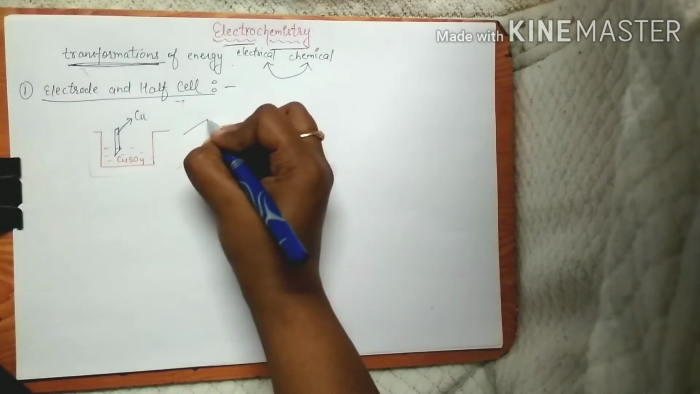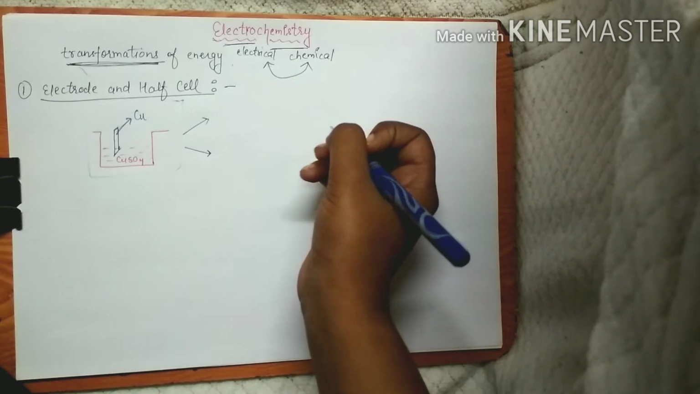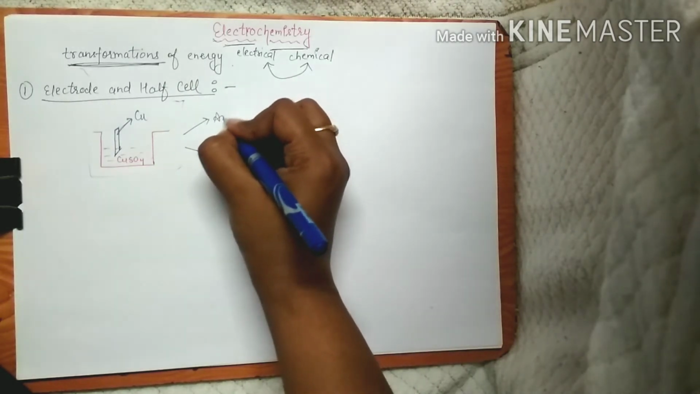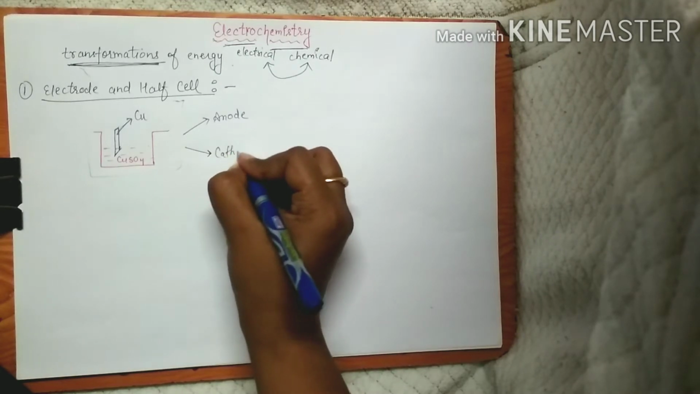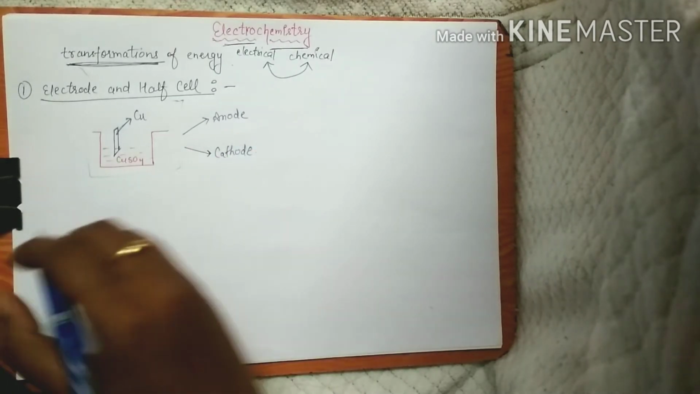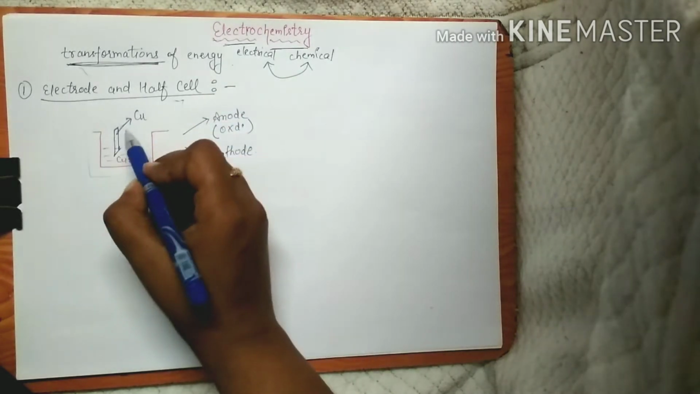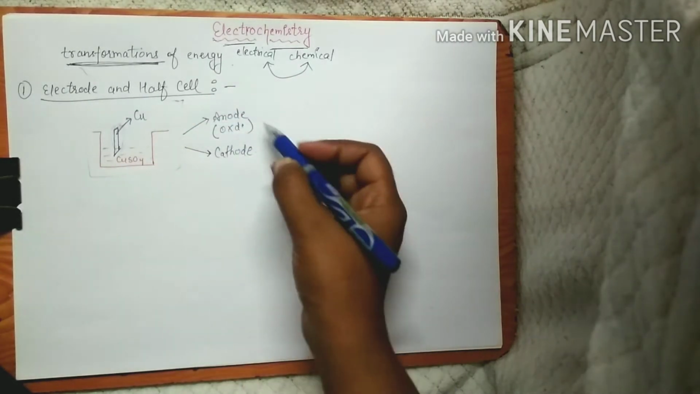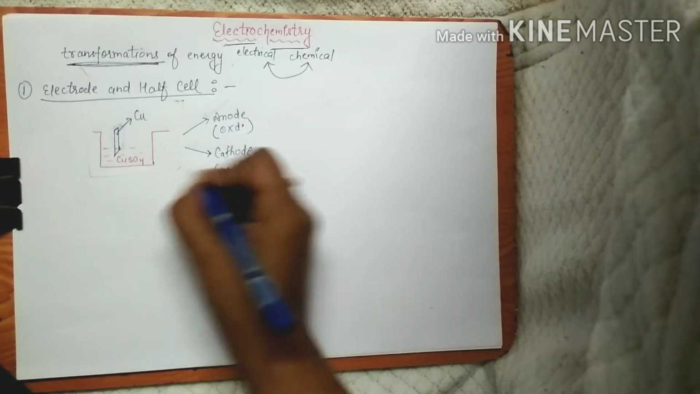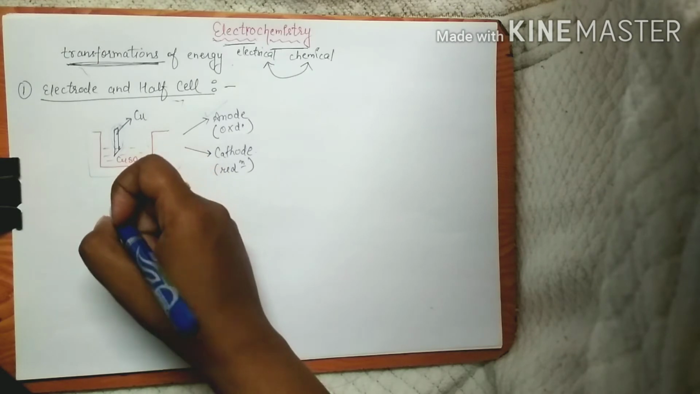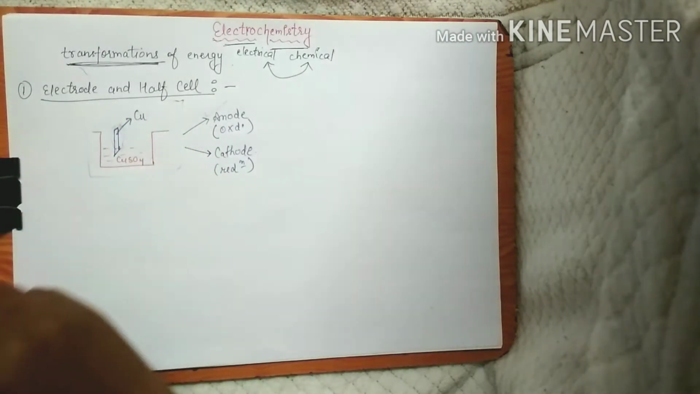Now this half cell can behave in two ways in an electrochemical cell. That is, it can be used as an anode and it can be used as a cathode. If oxidation is happening on this electrode, then it will be called an anode, and if reduction is happening on this electrode, then it will be called a cathode. So this is all about your electrode and half cell.